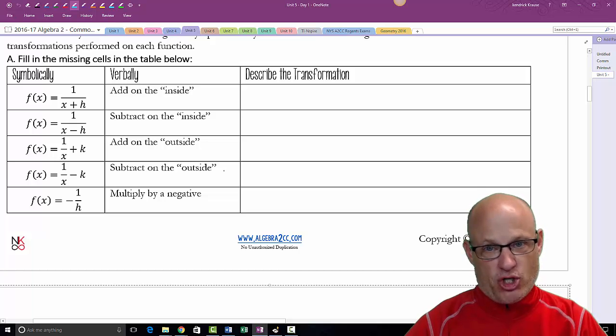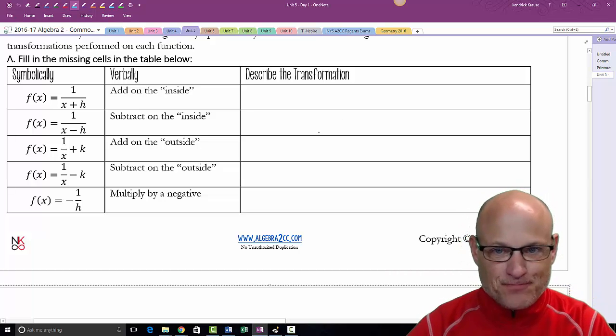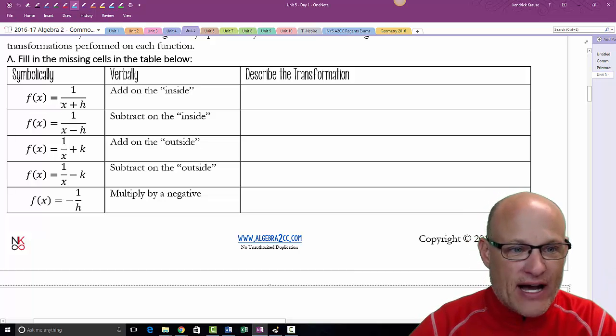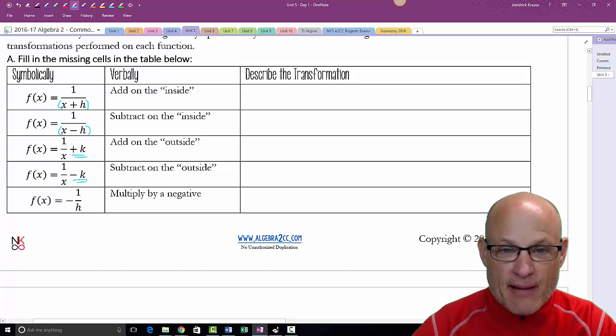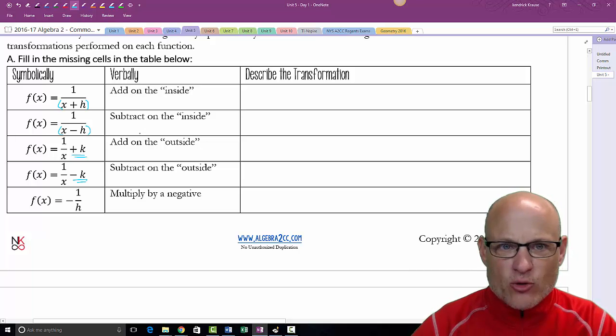Describe the transformation. Okay. Now, we've been doing this a long time, kids. This is Unit 5. I've talked about transformations quite a bit. And notice over here, my h, whatever value this is, is being attached to the x. Notice here my k is away from the x. Now you should remember what those mean.